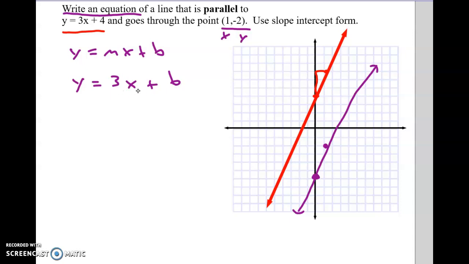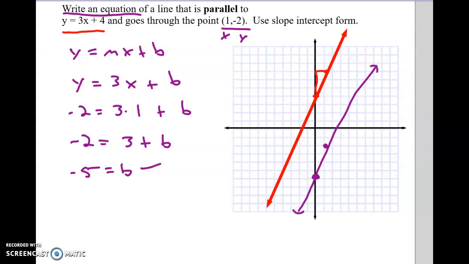So I'm going to take my second equation here and temporarily make y negative 2 and make x 1 and say, okay, if those things are true, to make everything equal, what would b have to be? Okay, and so we'll get this statement of 3 plus b has to equal negative 2. And if you subtract 3 from both sides, you get the intercept to be negative 5. Okay, and if you plug that in, that completes our equation. It's got the same slope of 3 and a different y-intercept of negative 5.